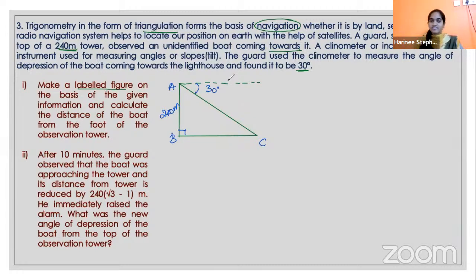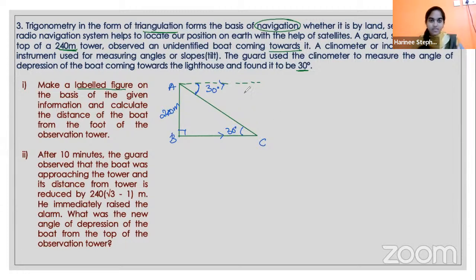Does your diagram look like this? Give yourself 1 point. Very good. Okay, so if this is 30°, the horizontal line and the ground are parallel to each other, I have told you already. And considering AC as the transversal, we can say alternate interior angles are equal, which means your angle of elevation also becomes 30°. Do you all agree with this?